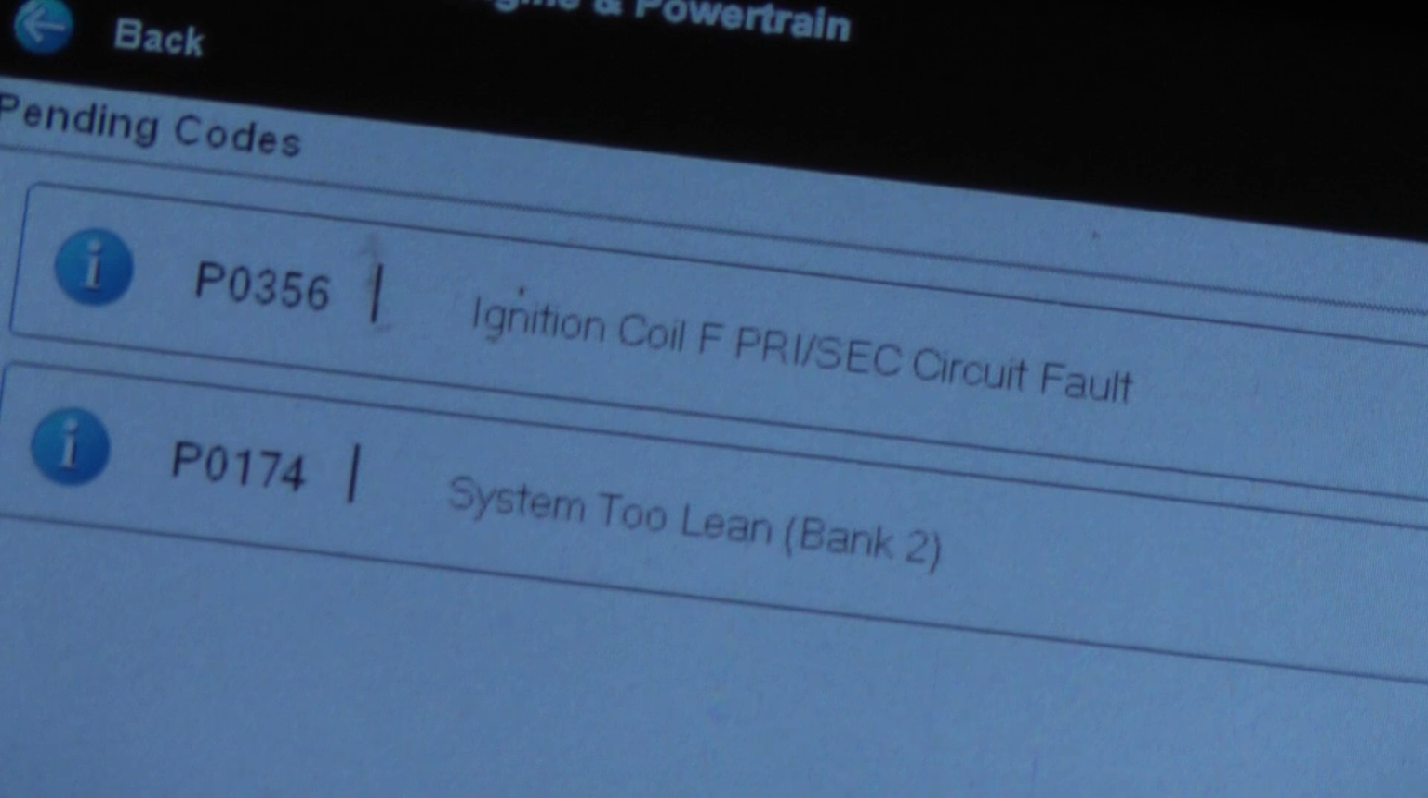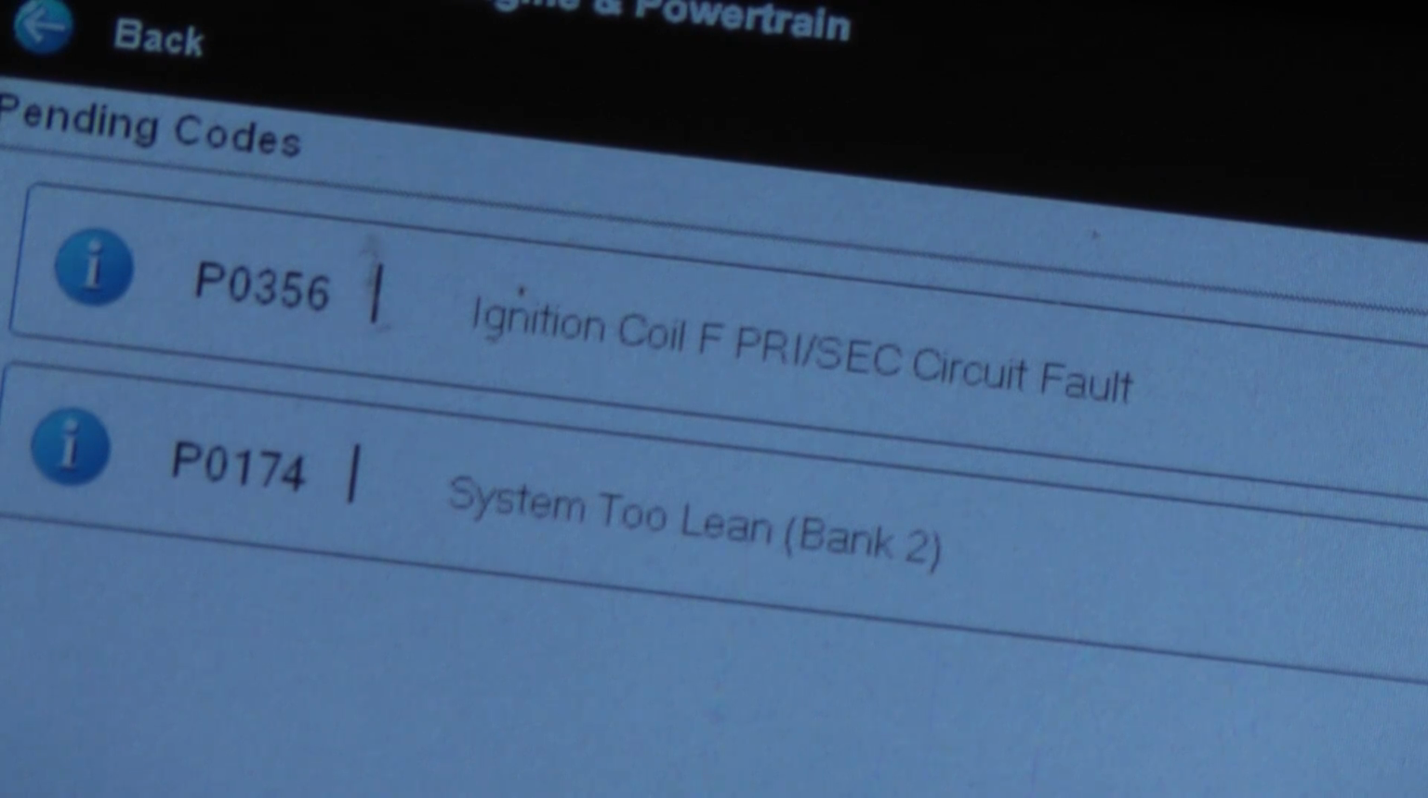And if you pull up this 356 trouble code, what you find is coil F is actually cylinder number 6. So the way Ford does these is if you had an ignition coil A circuit fault, that'd be cylinder 1, ignition coil B circuit fault, cylinder number 2, and so on. And so coil F is going to be cylinder number 6. So we have a fault with the primary/secondary circuit of that coil.